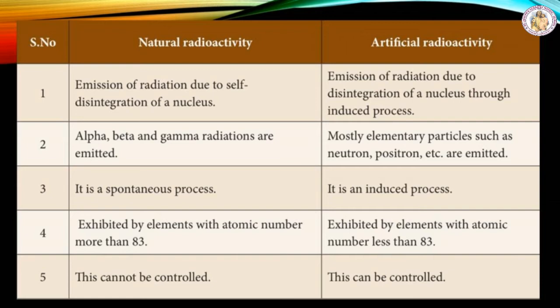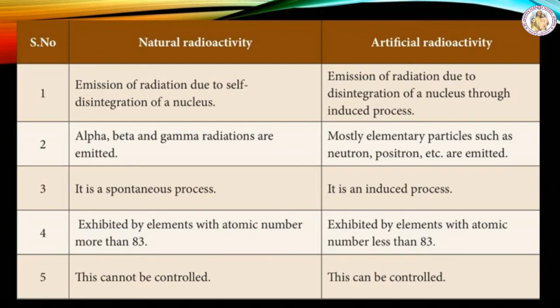Alpha, beta and gamma radiations are emitted in the natural radioactivity process. In artificial radioactivity, mostly elementary particles such as neutrons and positrons are emitted. Natural radioactivity is a spontaneous process, while artificial is an induced process. Natural radioactivity is exhibited by elements with atomic number more than 83, while artificial is exhibited by elements with atomic number less than 83. Natural radioactivity cannot be controlled, but artificial radioactivity can be controlled.